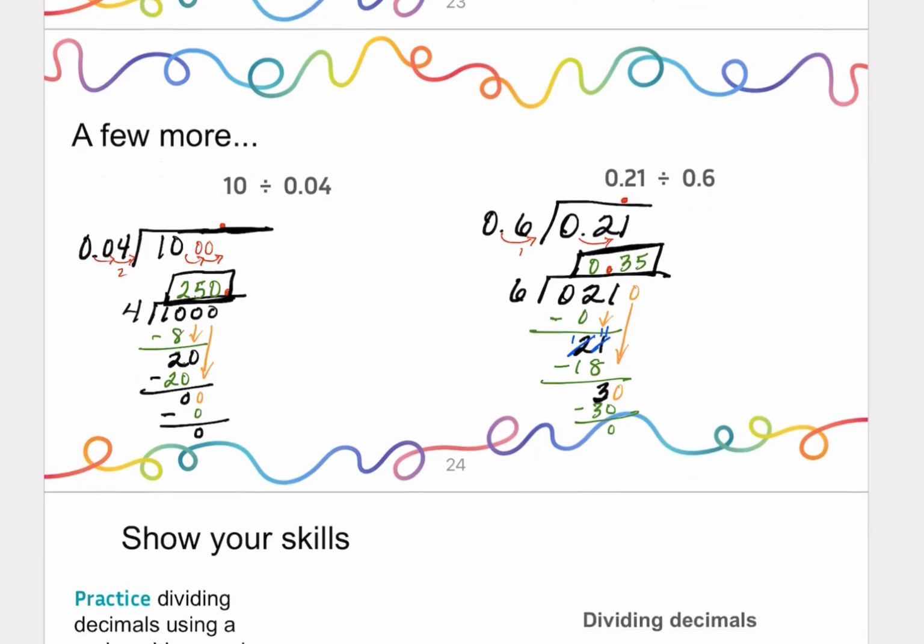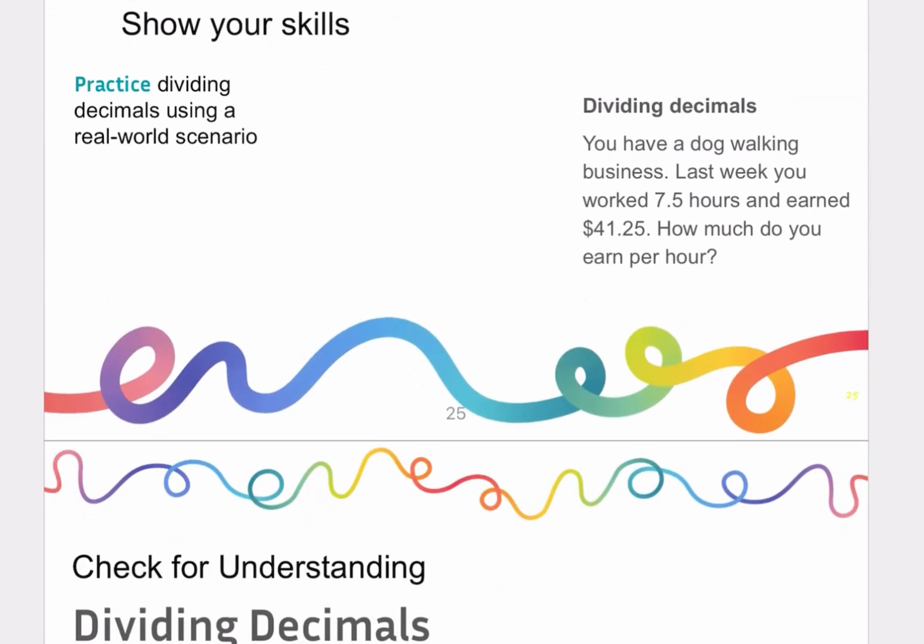All right, let's show your skills and practice dividing decimals using a real-world scenario. You have a dog walking business, and last week you worked 7.5 hours and earned $41.25. How much do you earn per hour? So they would like us to take the $41.25 and divide it by the 7.5 hours that you worked.